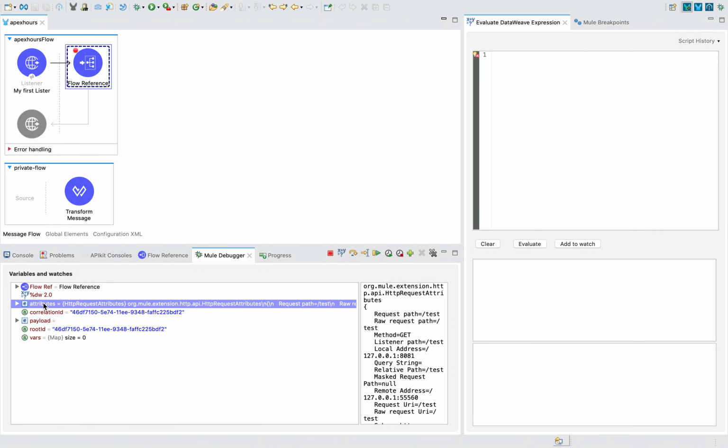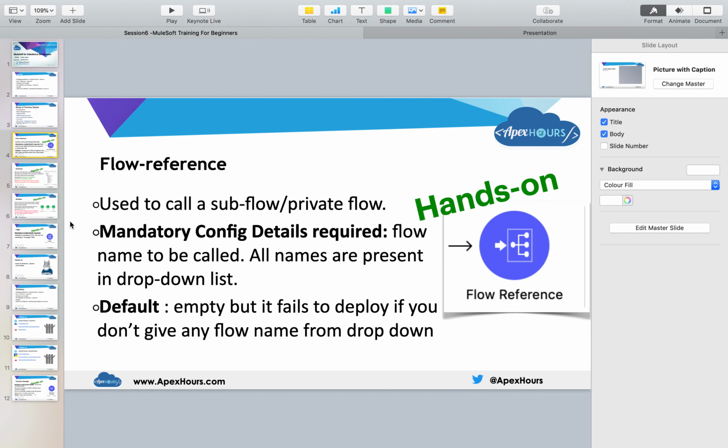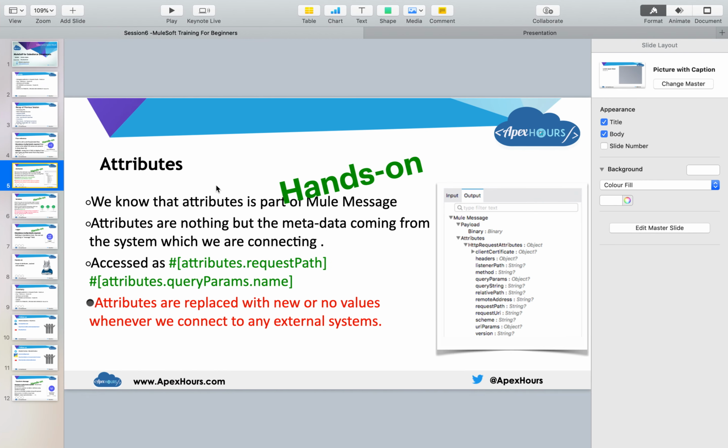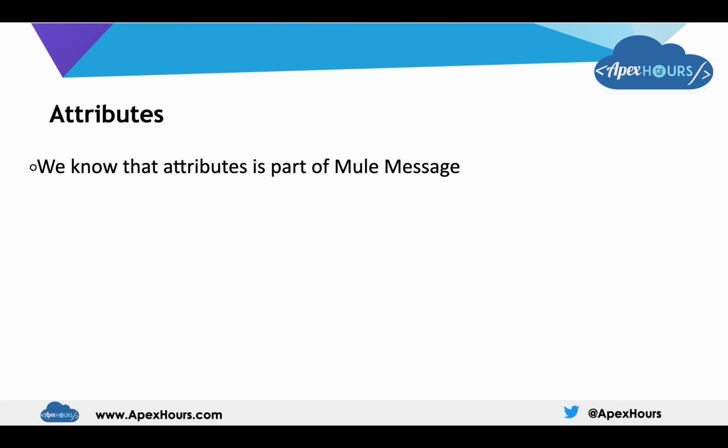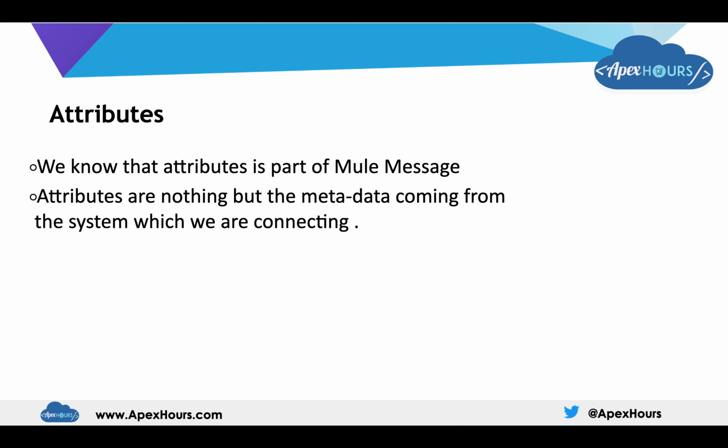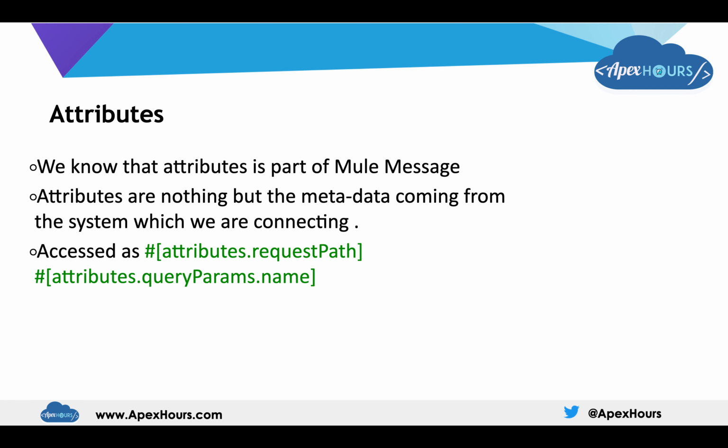And attributes, this is what we are also going to see next, after flow reference. First let me give a little introduction about attributes. This we have already discussed in our previous session. We also know that attributes is part of the Mule message. Attributes are nothing but the metadata information coming from the system we are connecting. I will show you what kind of information we get by default.